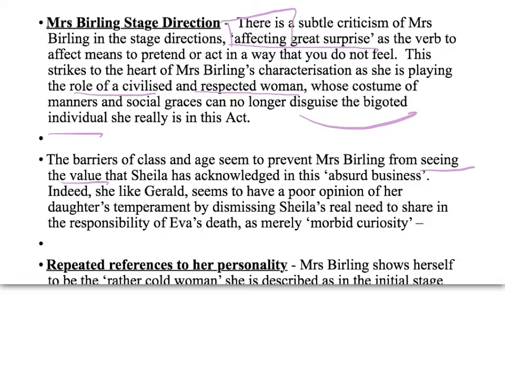She dismisses the case of Eva Smith as absurd business. She cannot see that it would have any value to her or to her world to see things in a different way. She, like Gerald, seems to have a very poor opinion of her daughter's temperament. She says that Eva Smith's story is only of interest to Sheila because of morbid curiosity. Again, this idea that she doesn't know her child, she's quite damning in relation to her child.